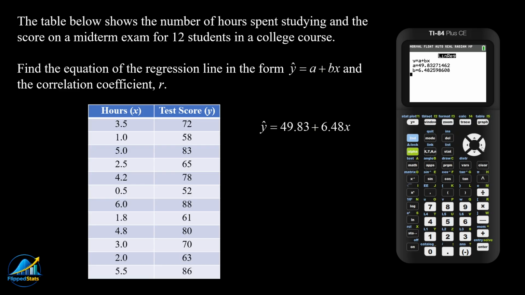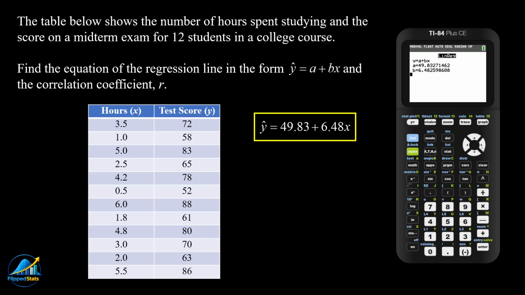So we sub the a and the b into the formula for our line, and it turns out the linear regression is 49.83 plus 6.48x. And I want to point out here, the interpretation of the slope is that for every increase of 1 hour in studying, we're predicting an increase of 6.48 points on the midterm exam.